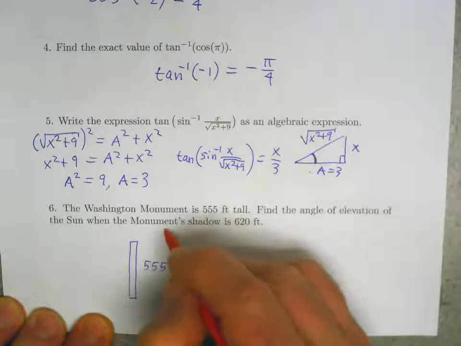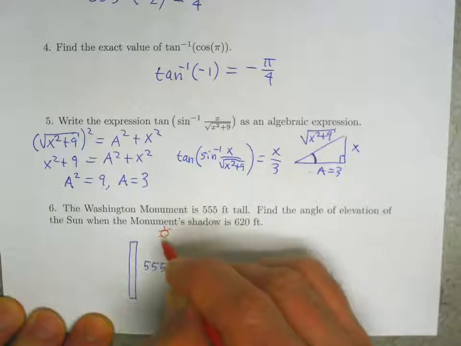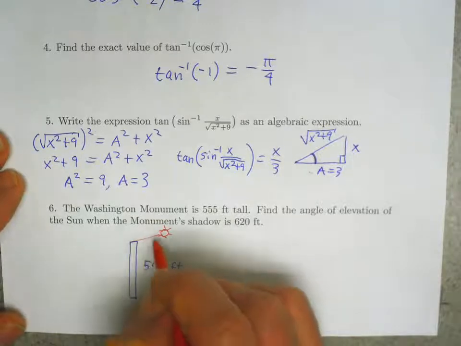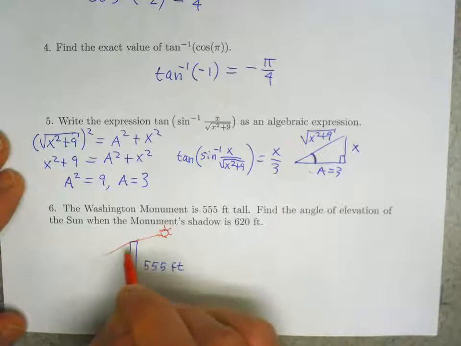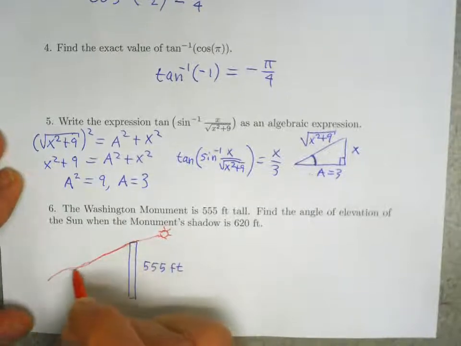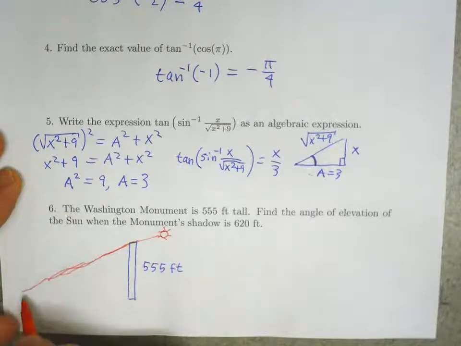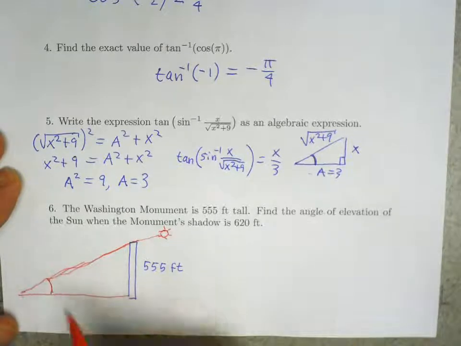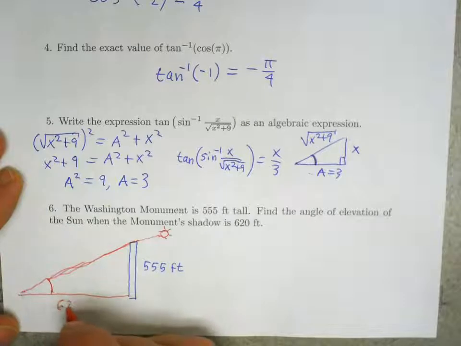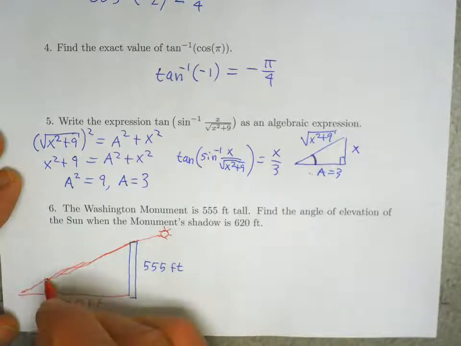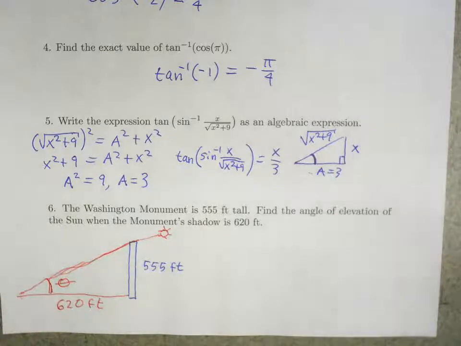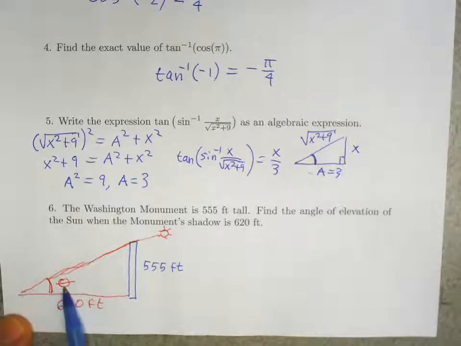And the sun in the sky is casting a shadow. Whoops, I should have made the sun higher, but pretend like that's a straight ray. Okay, we want to find this angle if the length of the shadow at that instant is 620 feet. We can call the angle theta if we want, or any other letter. So the angle of elevation is theta.